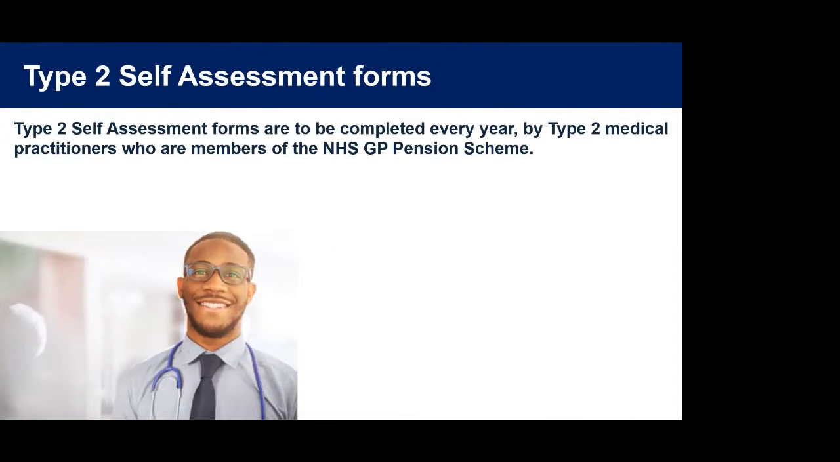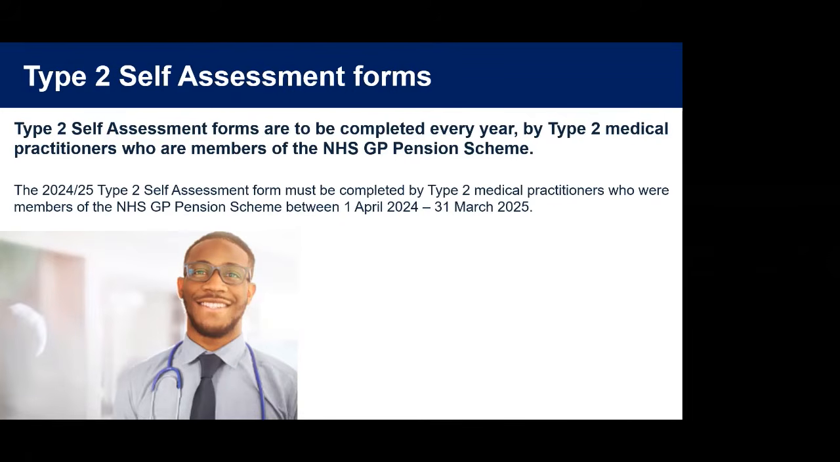Type 2 self-assessment forms are to be completed every year by Type 2 medical practitioners who are members of the NHS pension scheme. The 2024-25 Type 2 self-assessment form must be completed by Type 2 medical practitioners who are members of the NHS GP pension scheme between the 1st of April 2024 and the 31st of March 2025.